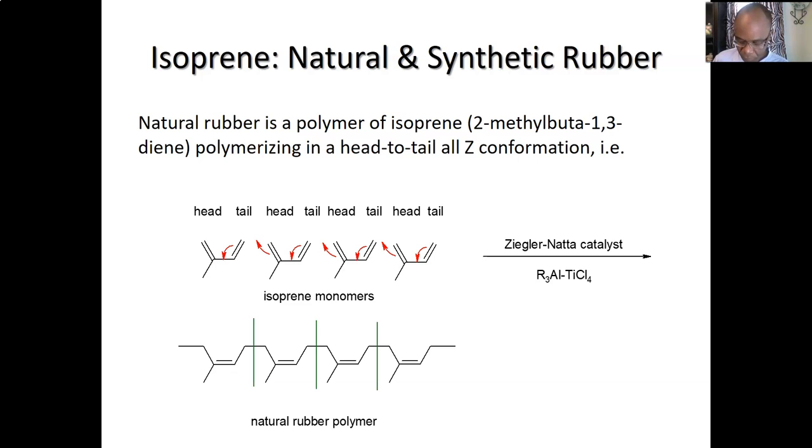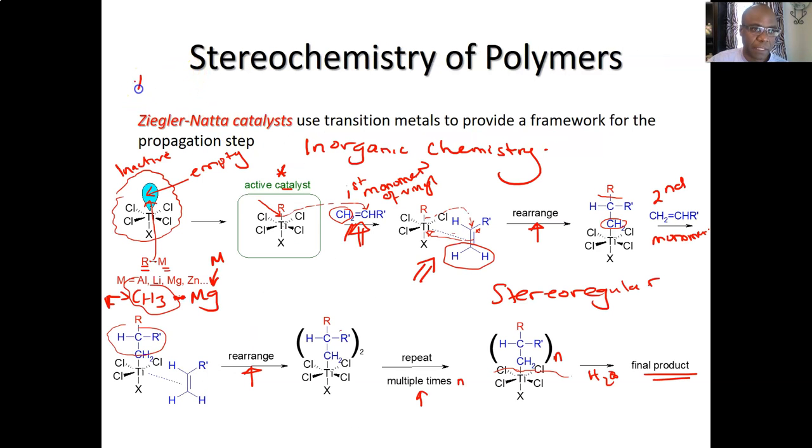So like I said, don't be scared about this slide. Probably if I have to ask you a question, I'll ask you which catalyst is used to prepare stereoregular polymers. The answer is Ziegler-Natta catalyst. That's all.